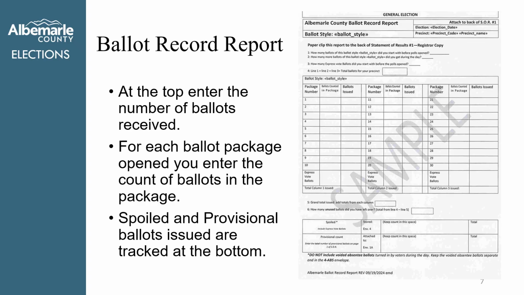At the top of the ballot record report should be entered the total number of ballots received, and for each ballot package that is opened, you enter the count of the ballots in the package. This, of course, implies that you must count the ballots in each package that is opened. It should be 100. Many times it is. Sometimes it's not. Spoiled and provisional ballots issued are tracked at the bottom.